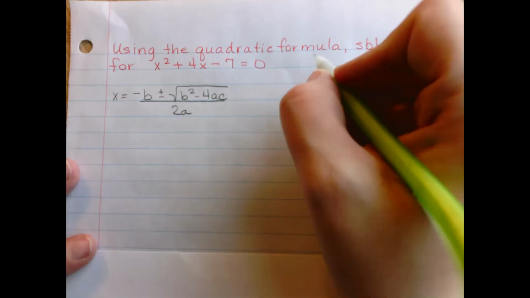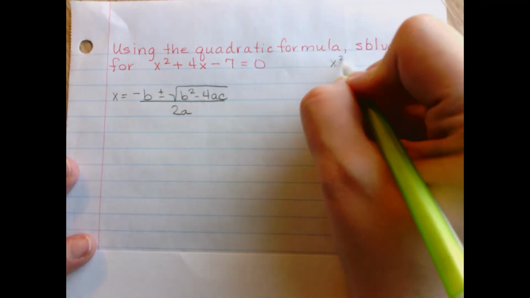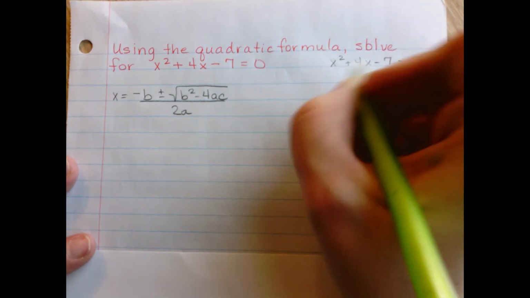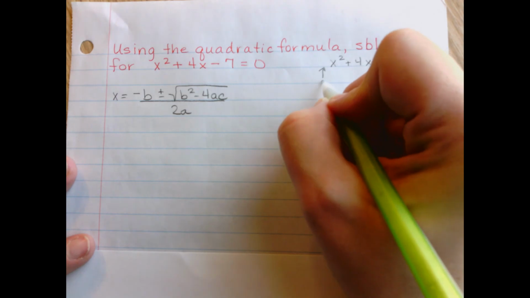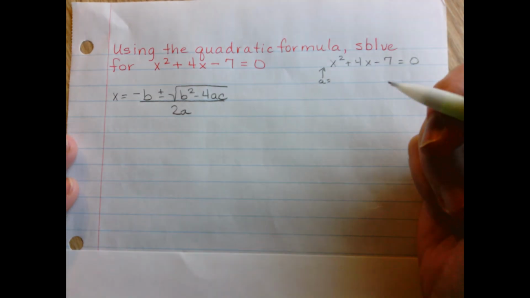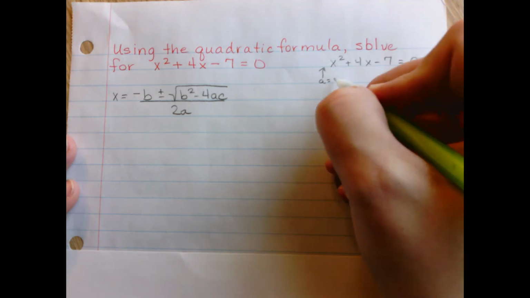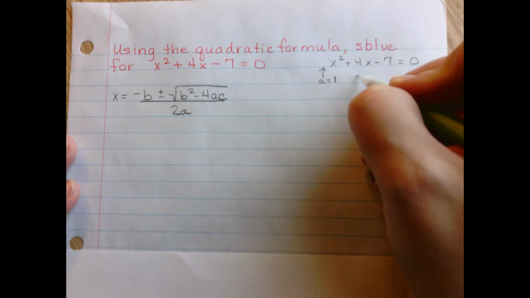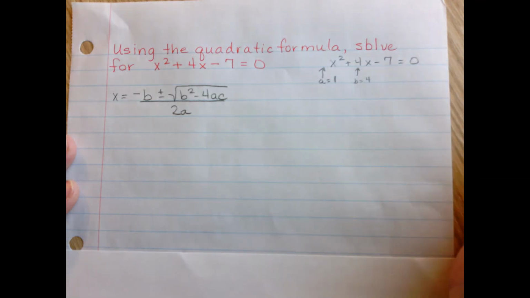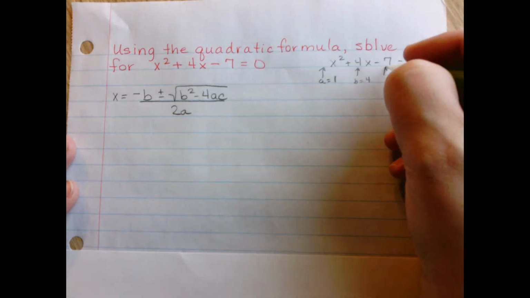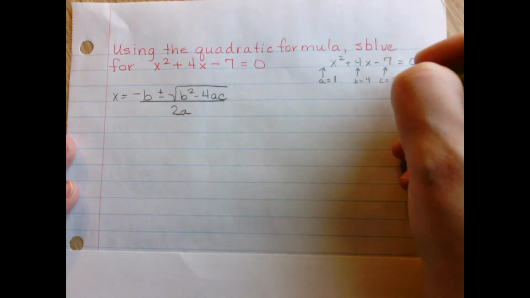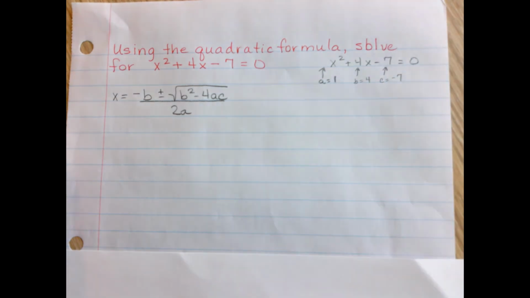You're going to look at the equation we're given, and you're going to determine a by the number that's in front of x squared. And you may say, well, there's not a number in front of x squared. That's right. It's not written, but it's understood to be a 1. You're going to get b by the number in front of x. So in this case, that would be 4. And you're going to get c from the constant. Now, this one's a little tricky because you have to take the negative with it. So c in this case is negative 7.